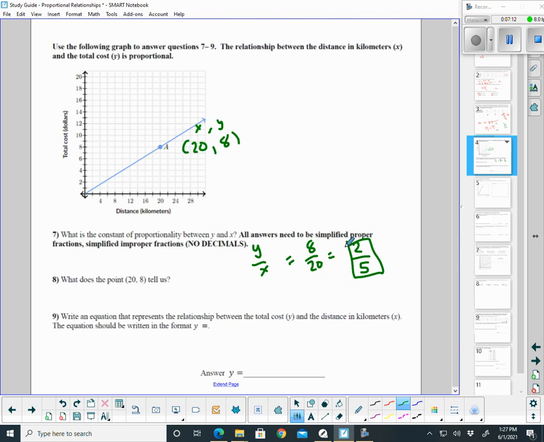Next thing, what does the point 20 comma 8 tell us? Well, x is also our kilometers, right? The distance traveled, and the y-coordinate is our dollars, right? So 20 kilometers goes with $8, and that's essentially what we're saying. We're saying that 20 kilometers costs $8.